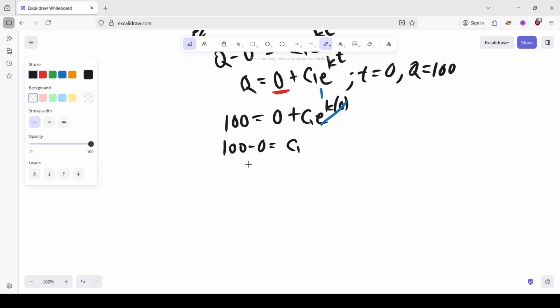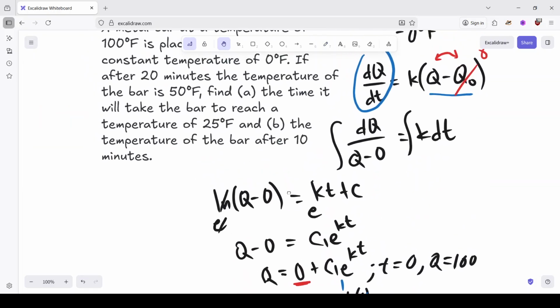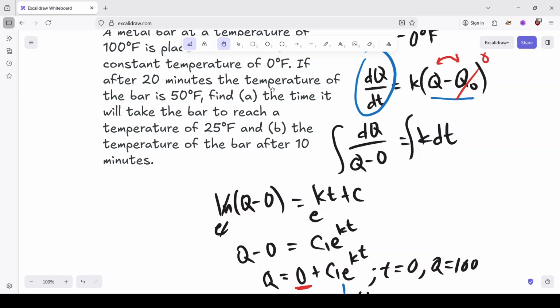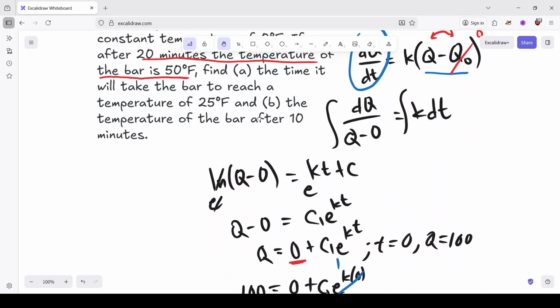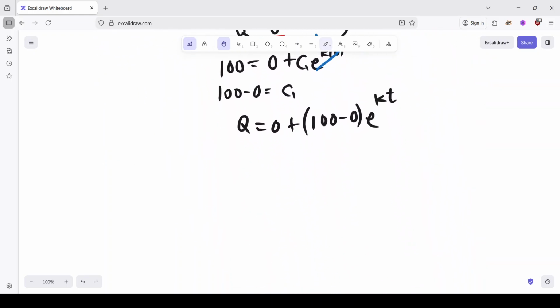Once again, I will write the ambient temperature in the equation. Q is equal to 0 plus our C1, which is 100, minus 0, e raised to k times t. Okay, we have another given in the equation: after 20 minutes, the temperature of the bar is 50 degrees Fahrenheit. So from this given, we can solve for k, or the rate of proportionality, sorry.